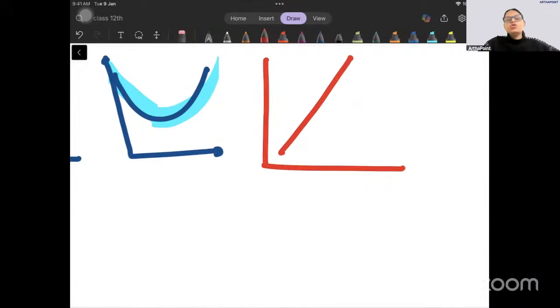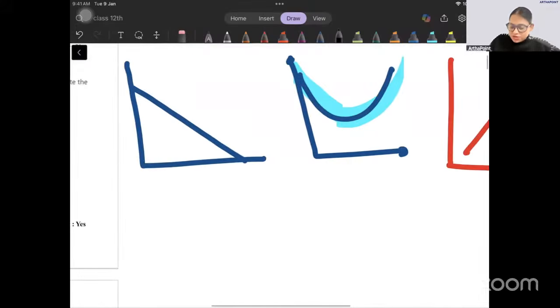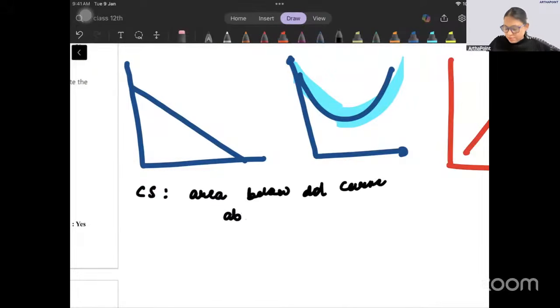We already know the formula for consumer surplus, how we find it, and we will go ahead and find it in the same way. So what is the definition of consumer surplus? Consumer surplus is the area below the demand curve, above the price. The area below the demand curve and above the price is what we call consumer surplus.